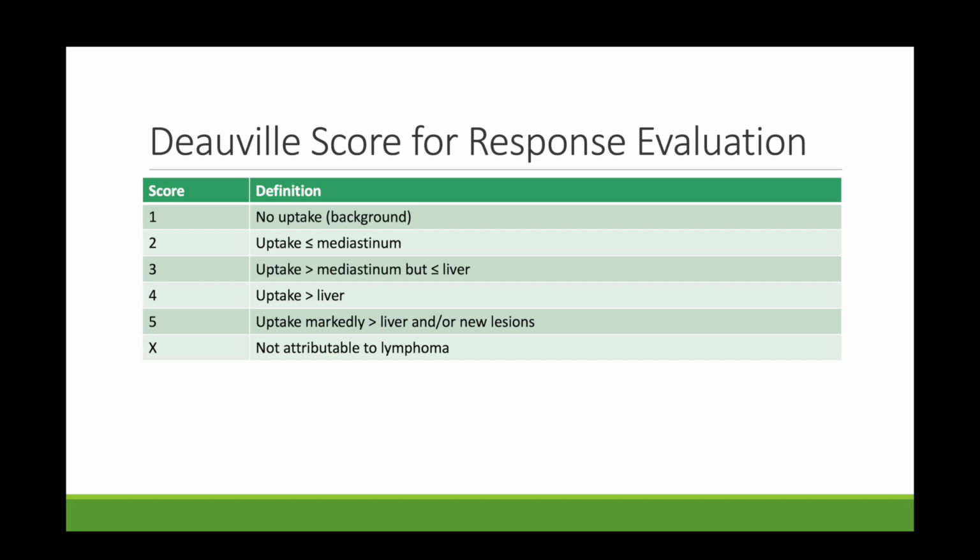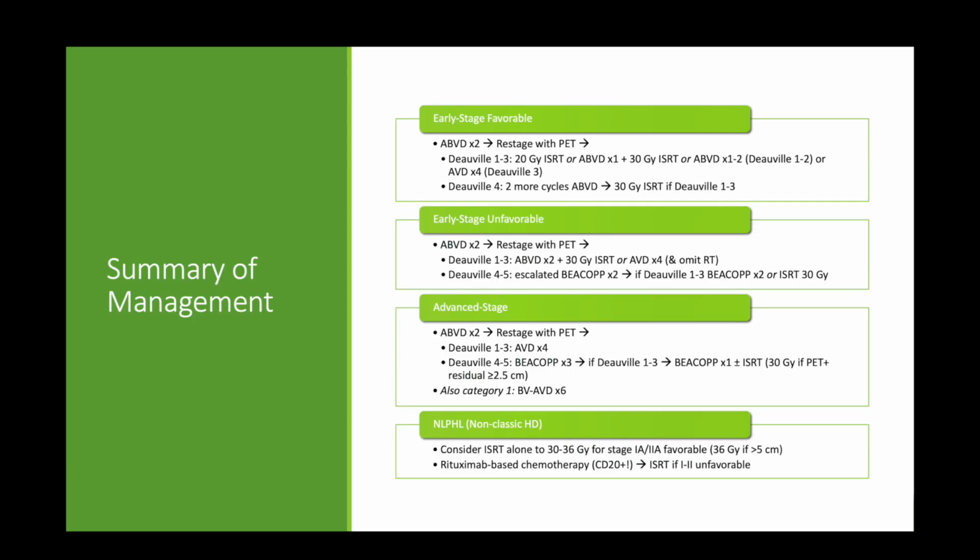I think generally it is accepted that Deauville 1 to 3 is a complete response, Deauville 4 is a partial response, and then Deauville 5 is refractory disease. So that's why I said Deauville 1 to 3 is good, 4 to 5 is bad. But 4, keep in mind, is bad in the sense that it's not a complete response, but it is at least a partial response.